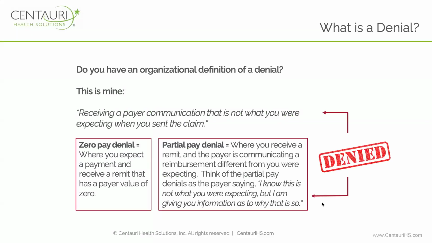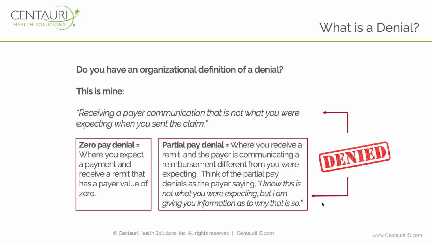Okay, let's talk a little bit about denial. So I did a presentation at, I think it was the Texas Regional Conference a few years ago. And I asked the group, what's a denial? And some people just said, I don't know, somebody just tells me when it's a denial. But years ago, I developed my definition of what a denial is. It's receiving a payer communication that's not what you were expecting when you sent the claim.